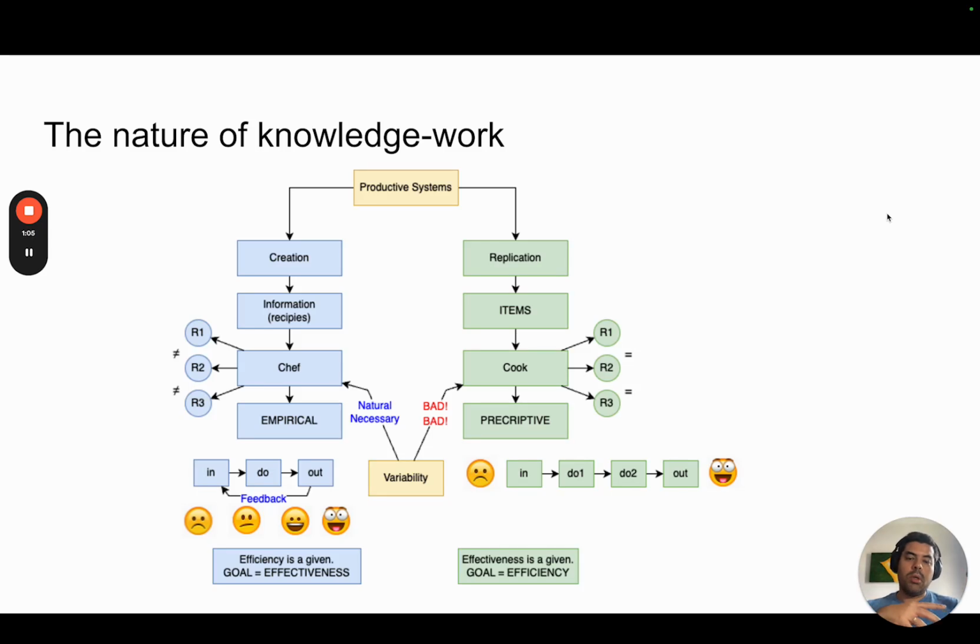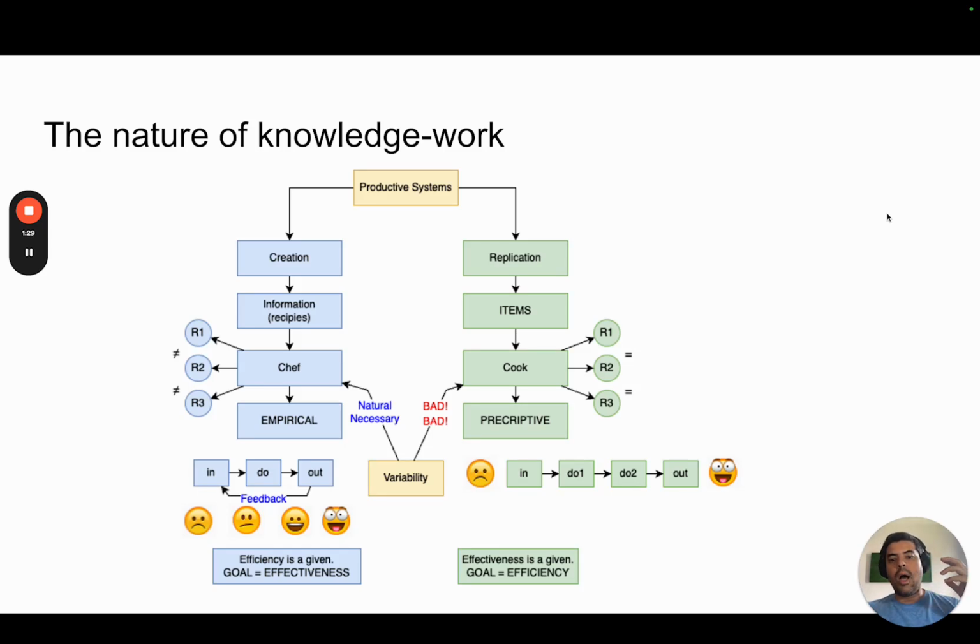So in the green world, every item must be the same, right? You order a Big Mac today and you order tomorrow. You want the same Big Mac, right? You don't want variability. Variability is bad. If you see variability, you should look for something wrong in the process, right?